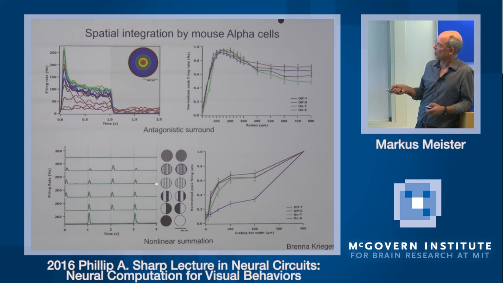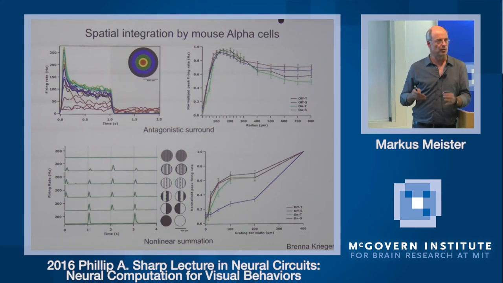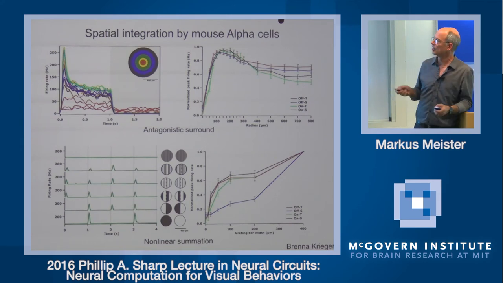We can make these bars finer and finer, and it continues to work until eventually the bars get so fine that we think the subunits in the receptive field, the bipolar cells, can no longer resolve the grating, and then you stop getting any responses. So both these spatial integration properties of ganglion cells, the center-surround antagonism and the nonlinear summation over subunits, exist in the mouse retina as well.